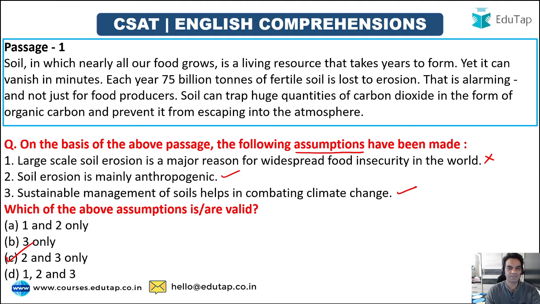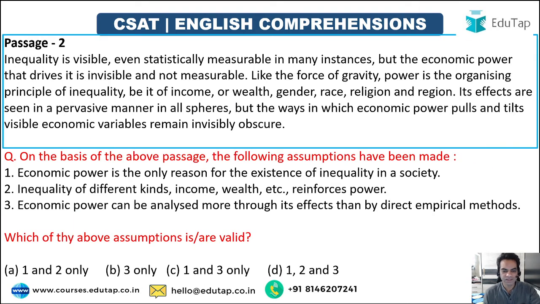Let's solve another passage. And here is the passage. Now again, we are given some assumptions to figure out if they are correct or not. So let's read the passage first and then let's try to solve the assumptions. So the passage is, inequality is visible, even statistically measurable in many instances. So inequality is visible and it is even statistically measurable, but the economic power that drives it is invisible and not measurable. That is true.